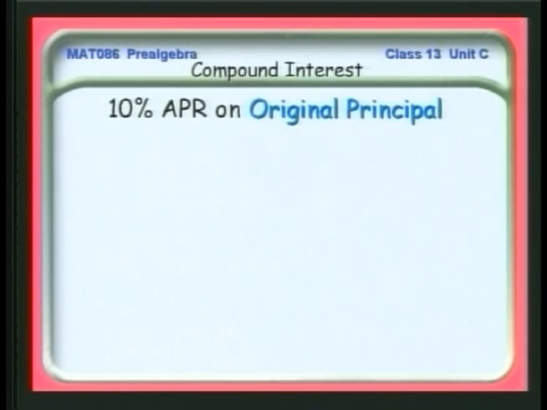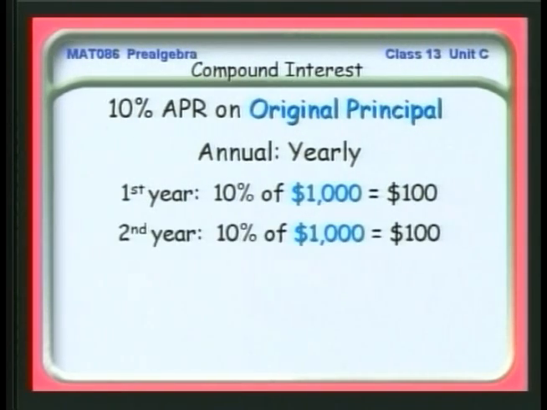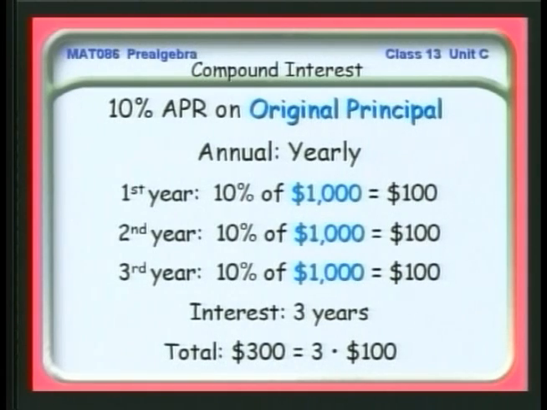Suppose we did it year by year and looked at the original principal and see what happens. So at the end of the first year, the interest would be $100. At the end of the second year, $100. And at the end of the third year, $100. If we totaled all of this, after 3 years there would be $300, or 3 times the 100 for the end of each year. This is how you could think of it with simple interest.